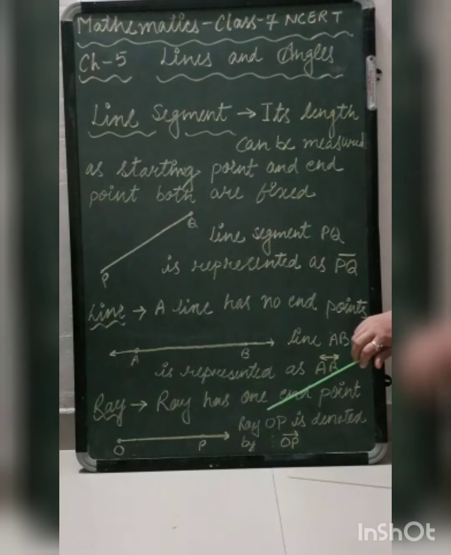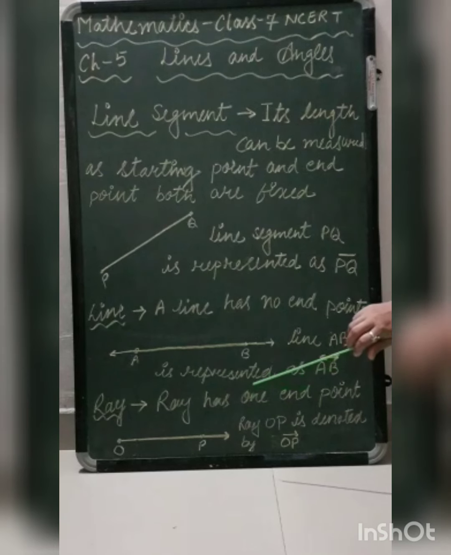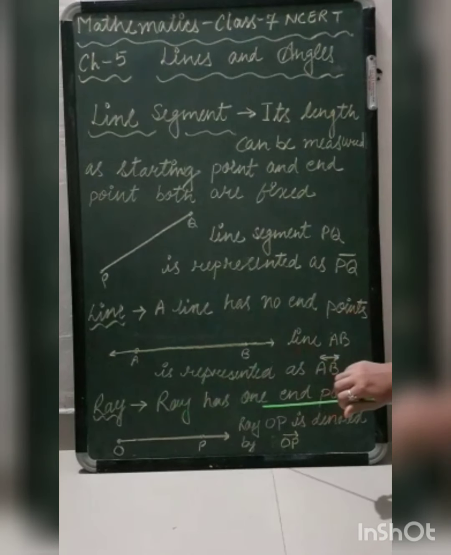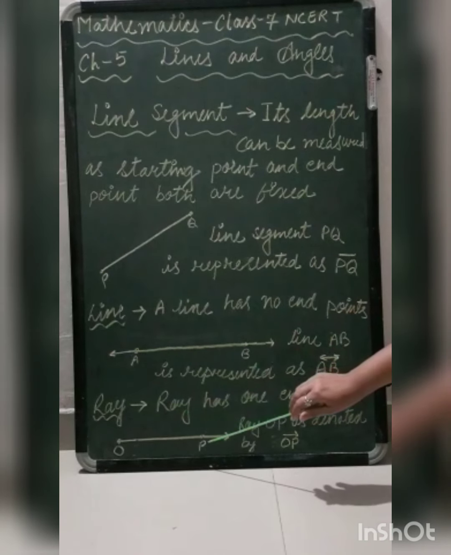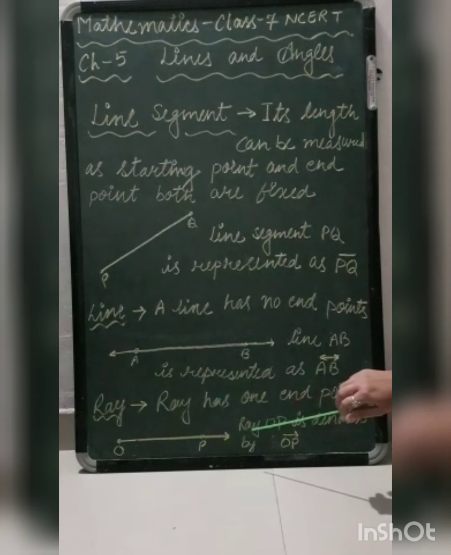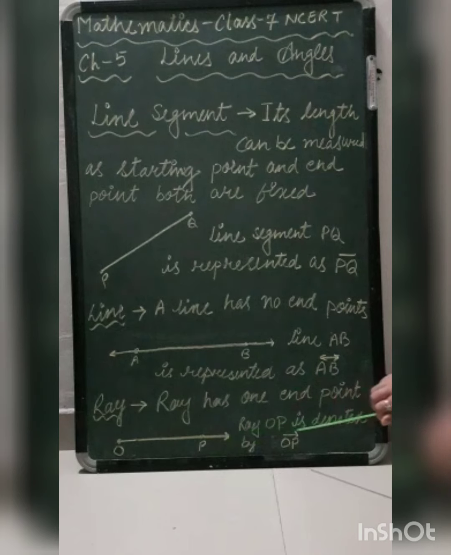Come here for the next definition. It is a ray. A ray has one end point. You can see that in the figure. This is the figure of a ray, right? And symbolically, ray OP is denoted by OP with this mark above it.